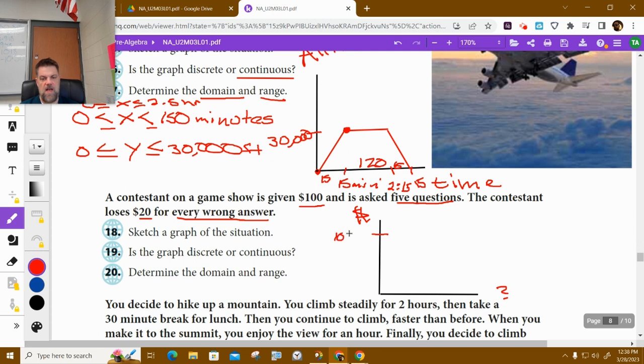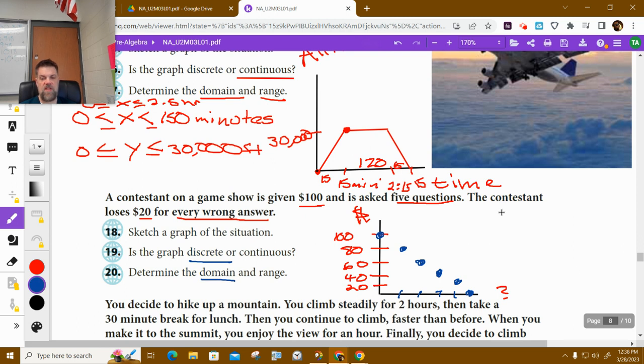We start off with $100, and then we're going to lose 20, and then we're going to lose 20, and then we're going to lose 20, and then we're going to lose 20, and then ultimately it would be at 0. And it says the contestant loses $20 for every wrong answer. So you start off here, and then you end up here, then here, then here, then here, and then ultimately here. Is that discrete or continuous? That's discrete.